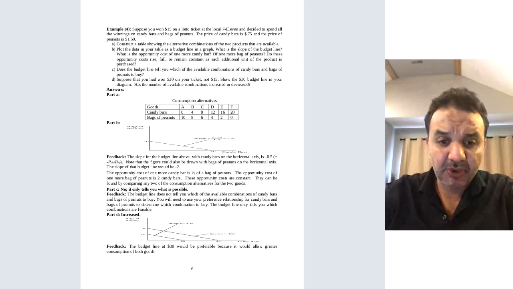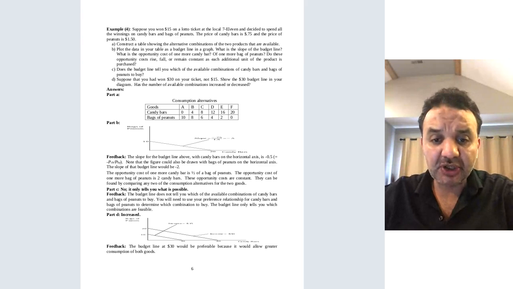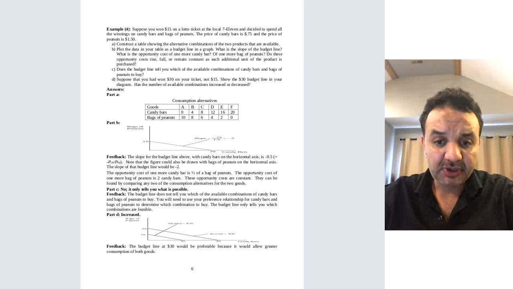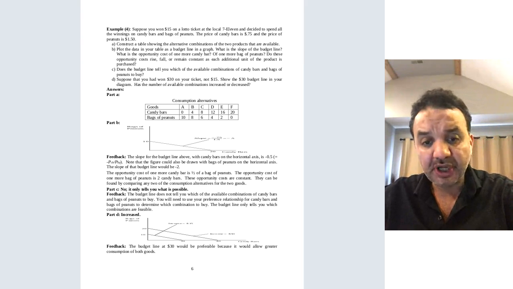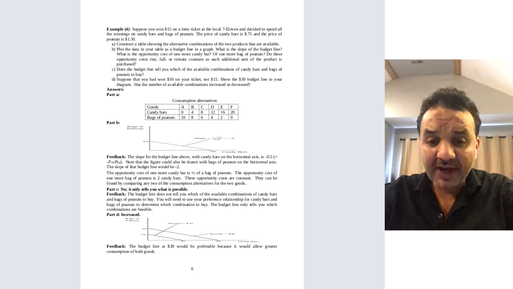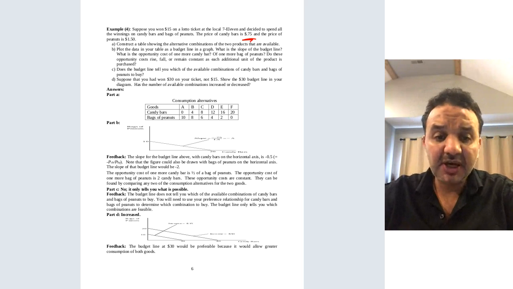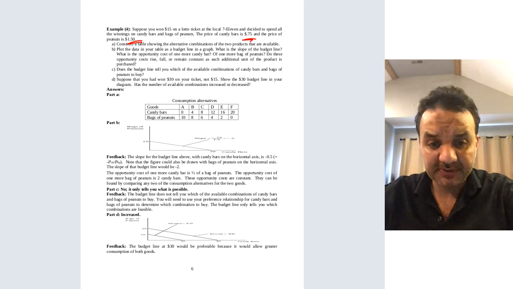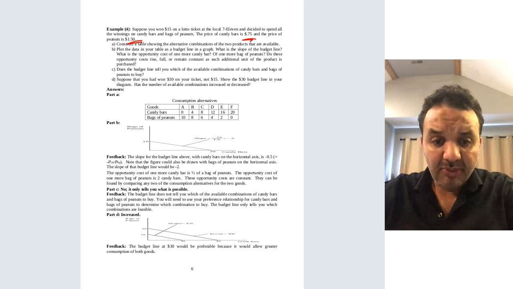This question says: suppose that you won $15 on a lottery ticket at a local 7-Eleven, and you decided to spend all the winnings on candy bars and bags of peanuts. So you can choose either candy bars or bags of peanuts. You can choose any combination of both, but within the budget of $15. The price of a candy bar is 75 cents, and the price of one bag of peanuts is $1.50. Question number one: construct a table showing the alternative combinations of the two products.